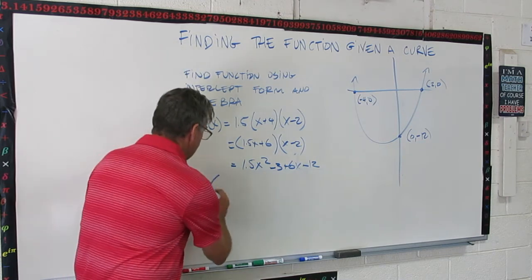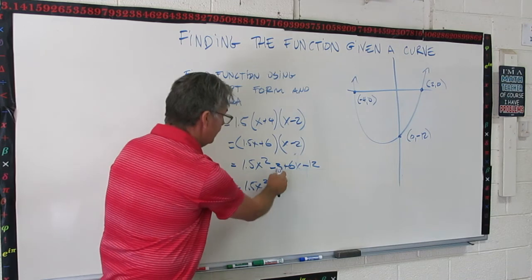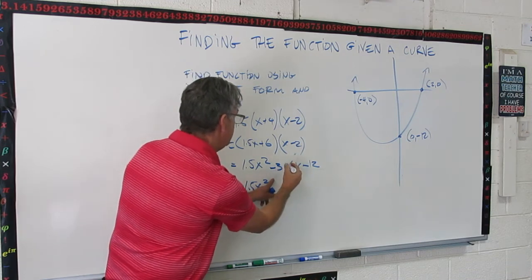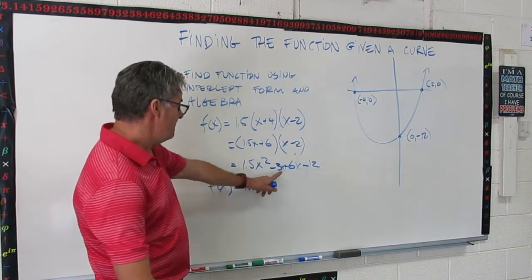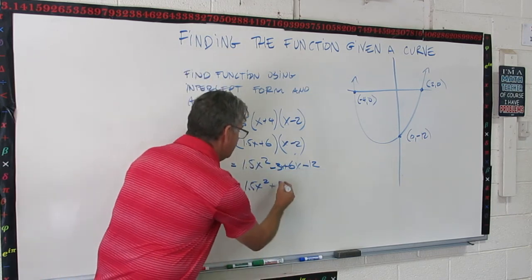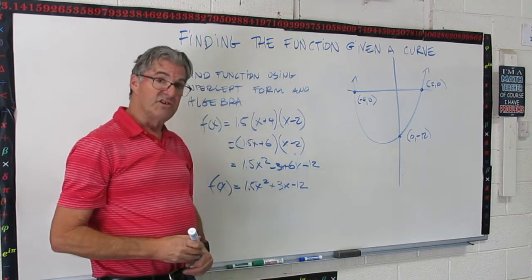Let's finish this up. f of x equals 1.5x squared. Now minus, this should be a 3x. I hope you caught that. So I have minus 3x plus 6x. I have plus 3x minus 12. And that indeed is the function that we found on the calculator.